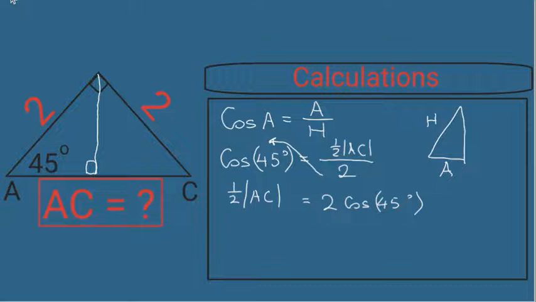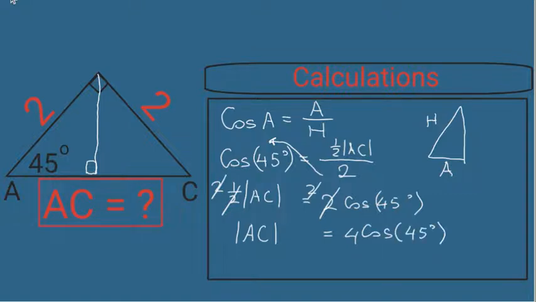Alright, so remember we need to find the total length of AC, so we're going to actually multiply both sides by 2 at this stage. So we're going to multiply this side by 2 and this side by 2. So the 2's here will give a 4, and the 2's over here will cancel to give a 1. So AC is equal to 4 cos of 45 degrees. So let's get our calculator, set your angle to degrees, and let's compute AC. Therefore, AC is equal to 2 square root 2.